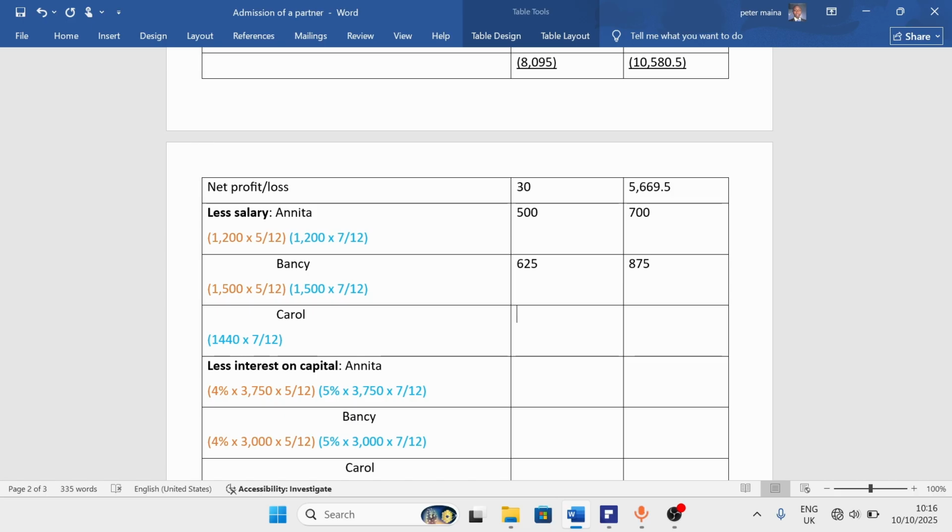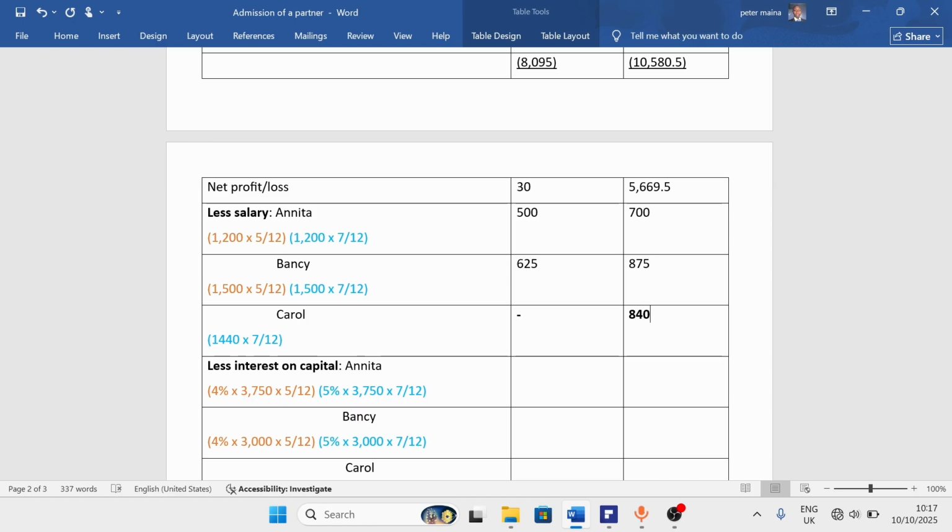In the first period, Caro was an employee, not a partner. So therefore, her salary was already included in the income statement, in the profit and loss statement, because she was an employee. So the only salary we are going to show here for Caro is for the period after admission, because that is when she was a partner. So we take her annual salary, which is 1440, multiply by 7, divide by 12. So that gives us 840.